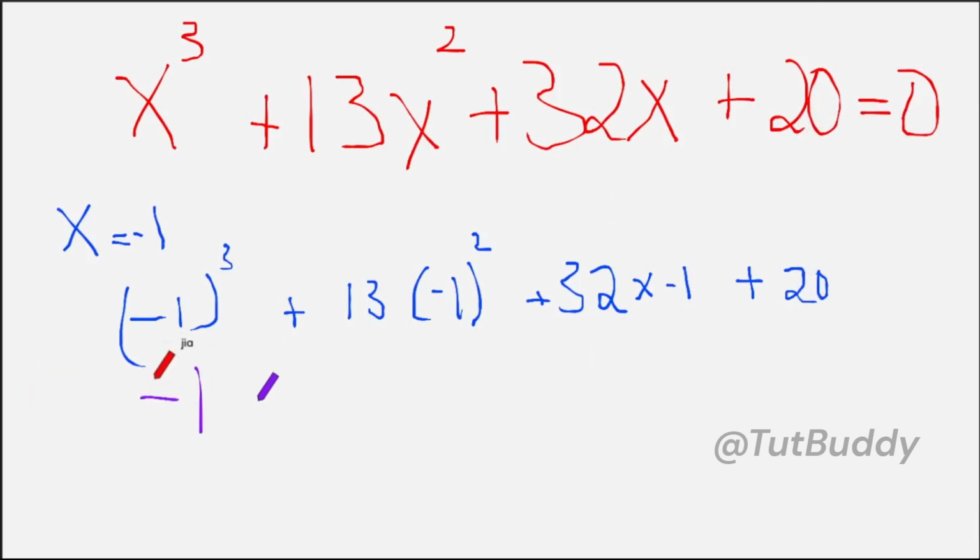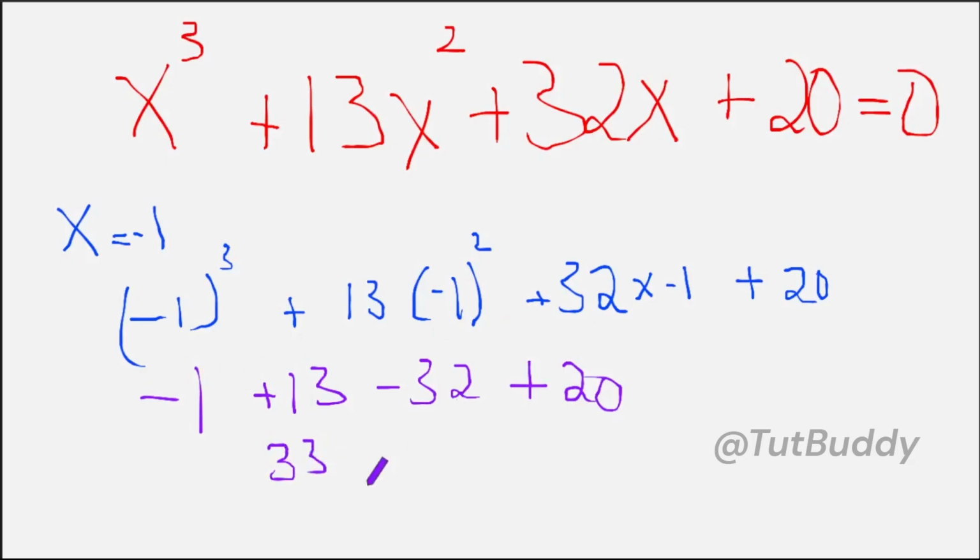This is a square, so it will become positive, so it's plus 13. This will be minus 32 and this will be plus 20. So plus 13 plus 20 will give you 33, and minus 1 minus 32 will give you minus 33. So you are getting the answer as 0. So one of the solutions for x is minus 1. Did you get that? Yes. Okay, so that's our first part.